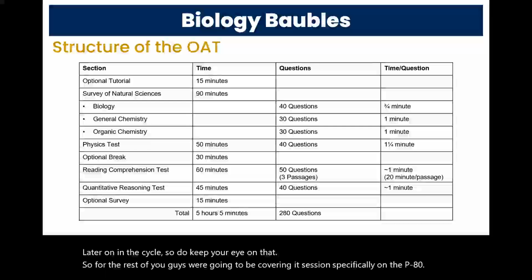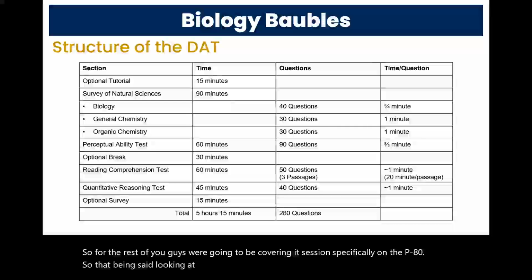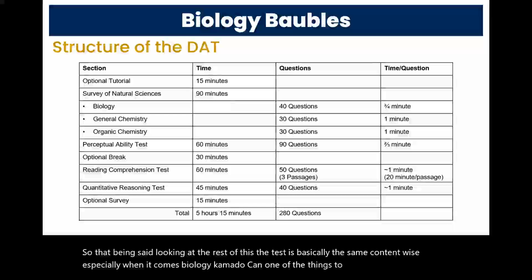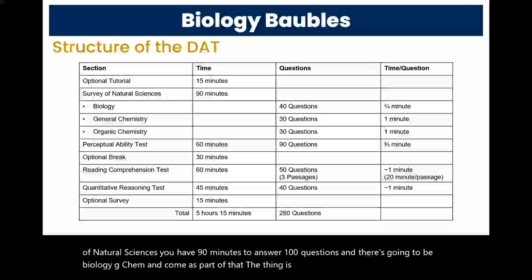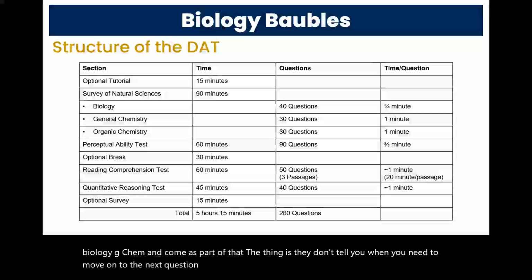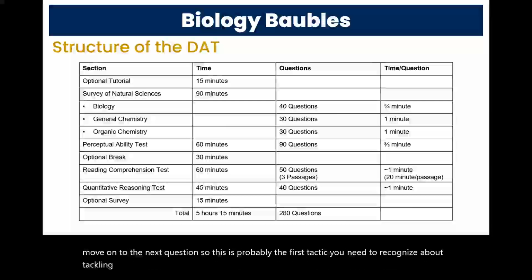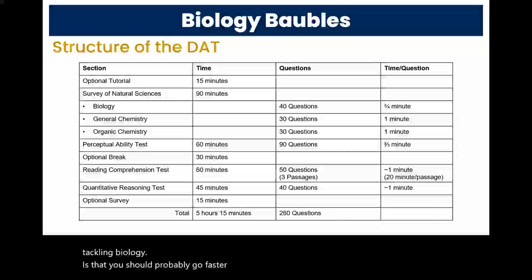So that being said, looking at the rest of this, the test is basically the same content-wise, especially when it comes to bio, GChem, and OChem. One of the things to note is that in the Survey of Natural Sciences, you have 90 minutes to answer 100 questions. And there's going to be biology, GChem, and OChem as part of that. The thing is, they don't tell you when you need to move on to the next question. So this is probably the first tactic you need to recognize about tackling biology, is that you should probably go faster on those 40 questions and plan to spend only about 3/4 of a minute on each of those questions.